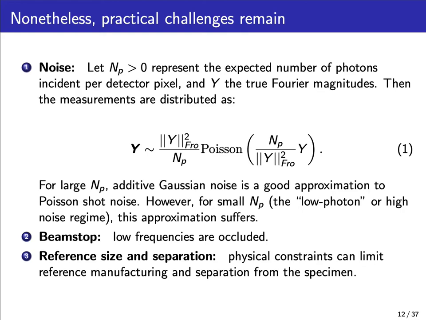the first of which is noise. So we can let NP denote the expected number of photons per detector pixel, and of course we're not going to measure the true Fourier magnitudes, we're going to measure some measurements with Poisson shot noise where the rate is dependent on, of course, the true magnitudes as well as the number of photons. And for few photons, this is the high noise regime. Additive Gaussian noise is not a good approximation to this Poisson shot noise. As before, in addition, we have a beam stop, which removes low frequencies. And of course, you may have physical constraints that limit the types of references you can manufacture, as well as the separation from the specimen you can enforce.